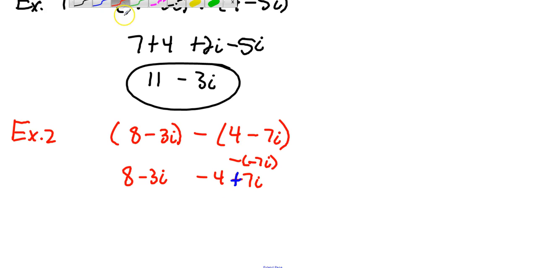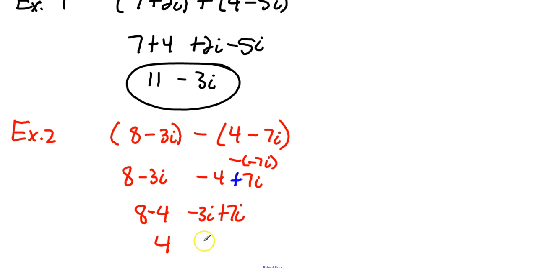And then once you do that, you can just combine your like terms. Now you've got the 8 minus 4, and then you've got the negative 3 plus 7. 8 minus 4 is 4. Negative 3 plus 7 is 4i. But again, there's nothing really that you have to do other than just combine like terms with addition and subtraction.